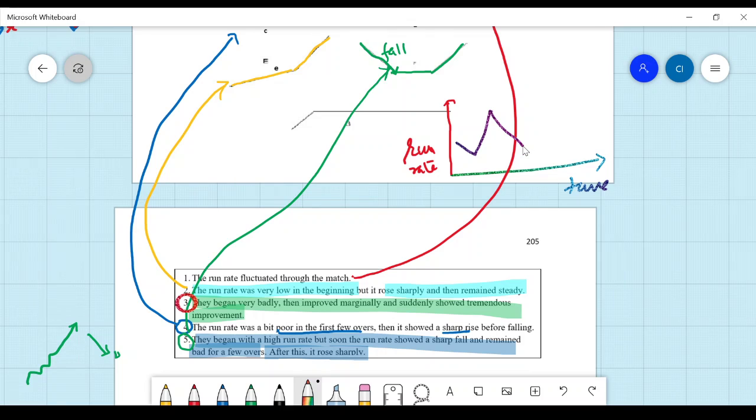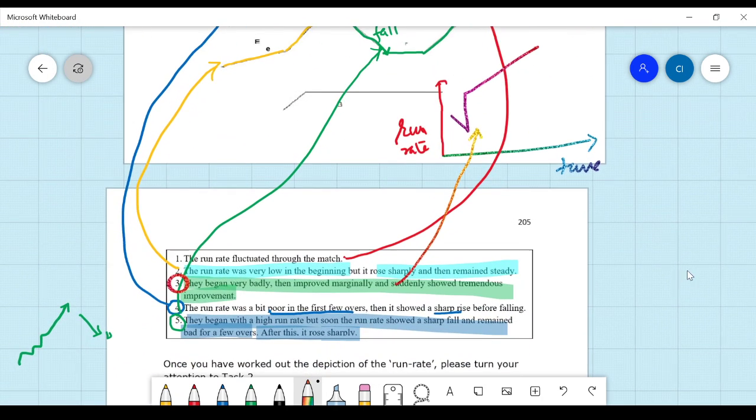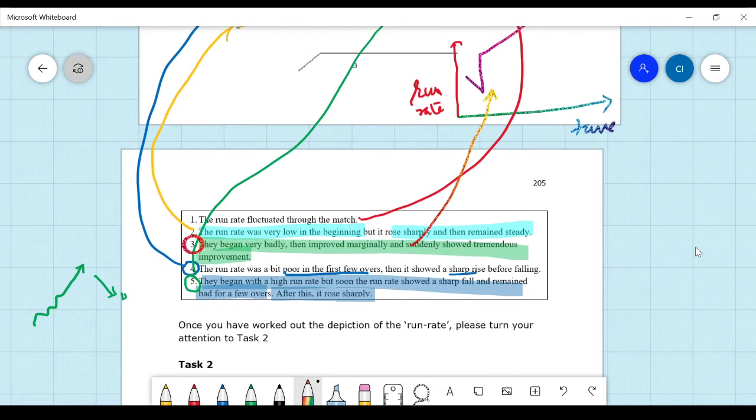Okay, and that, I think, we have already done. So we have to go only for the second one. I think the second one is also over, the third one is also over. The fourth one, the third one: they began very badly, improved marginally and suddenly showed tremendous improvement. This is the third graph that should come. Okay, but here the graph is not matching, so I don't think they have a very good match there. So you can just take up a few run rates.